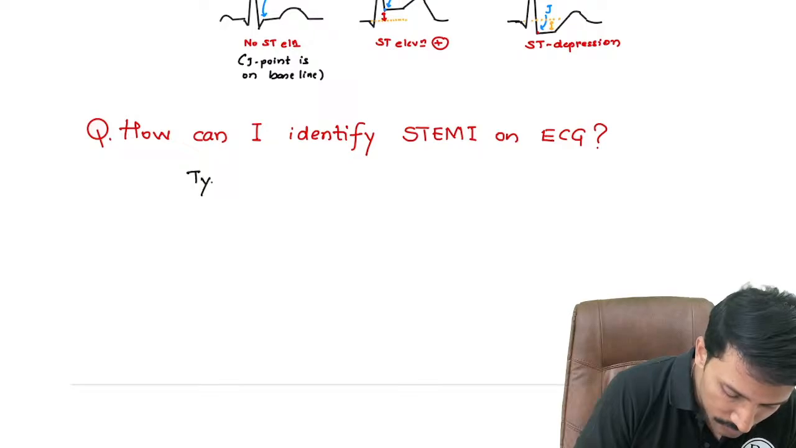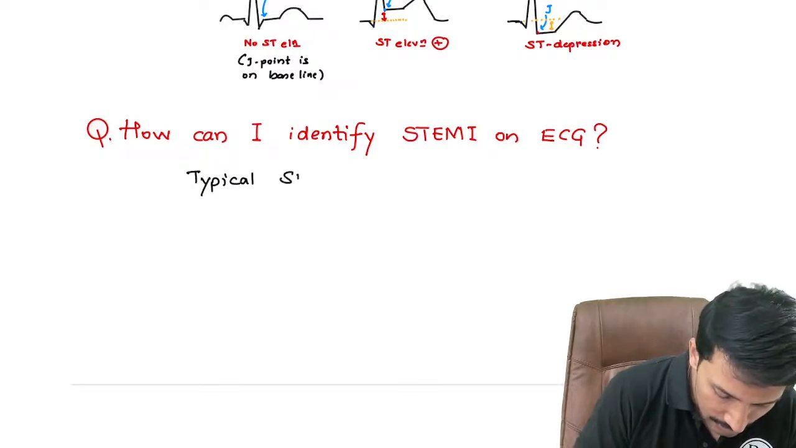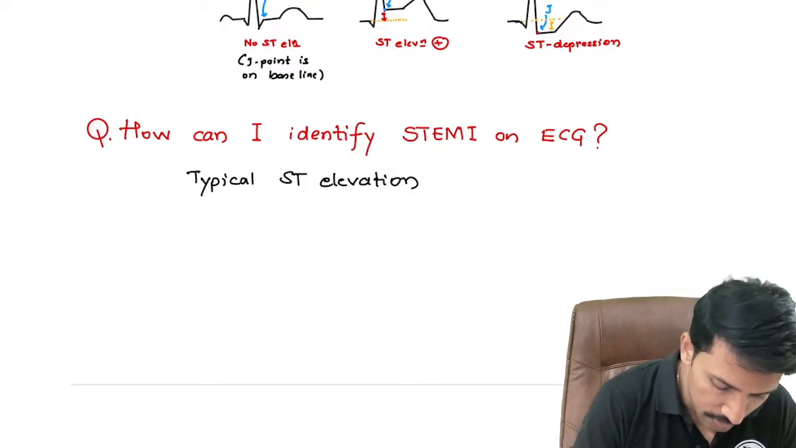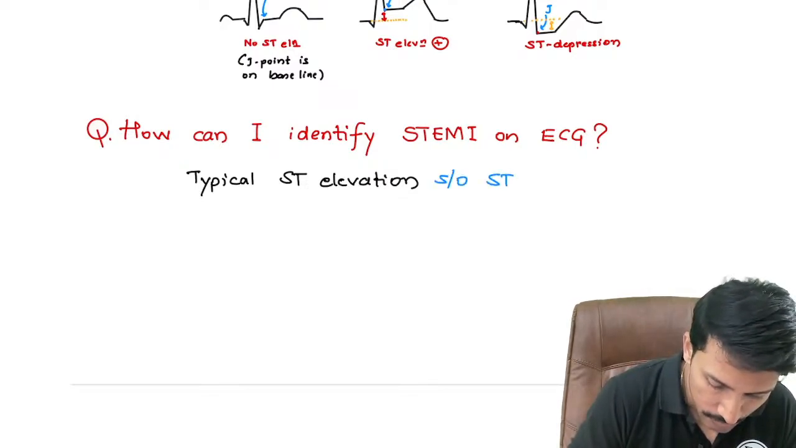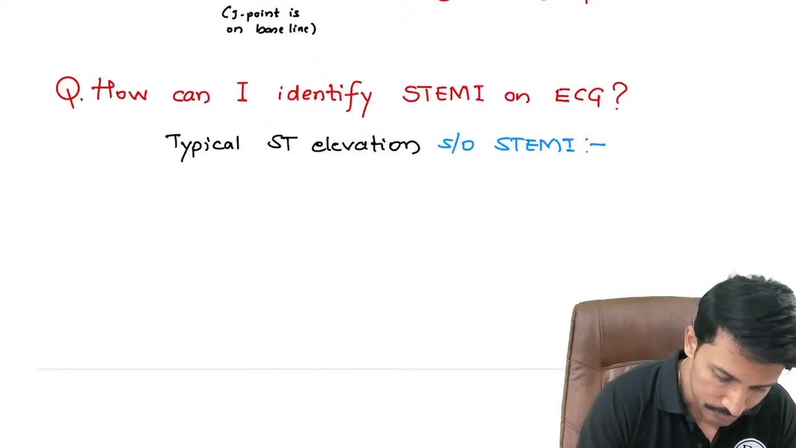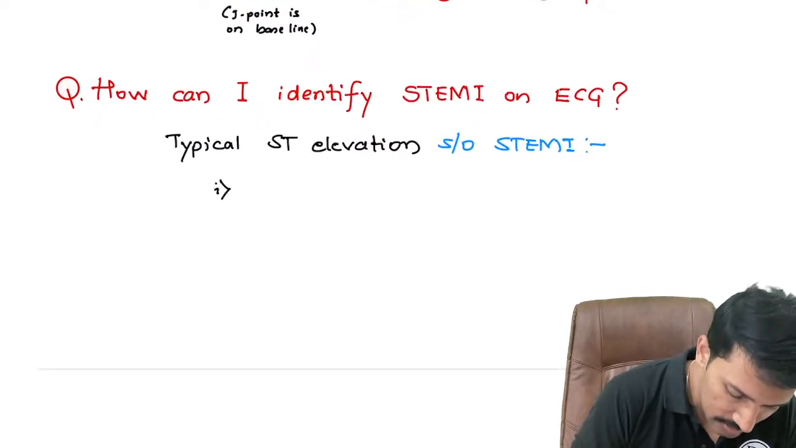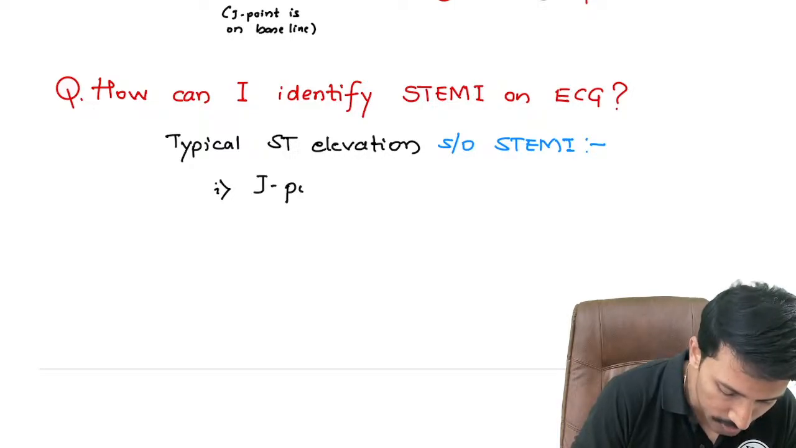So that changes. We will call them typical ST elevation. Typical ST elevation is suggestive of STEMI. Now to call it typical ST elevation, what characteristic should be met? The first and the most important characteristic is, of course, J point elevation.